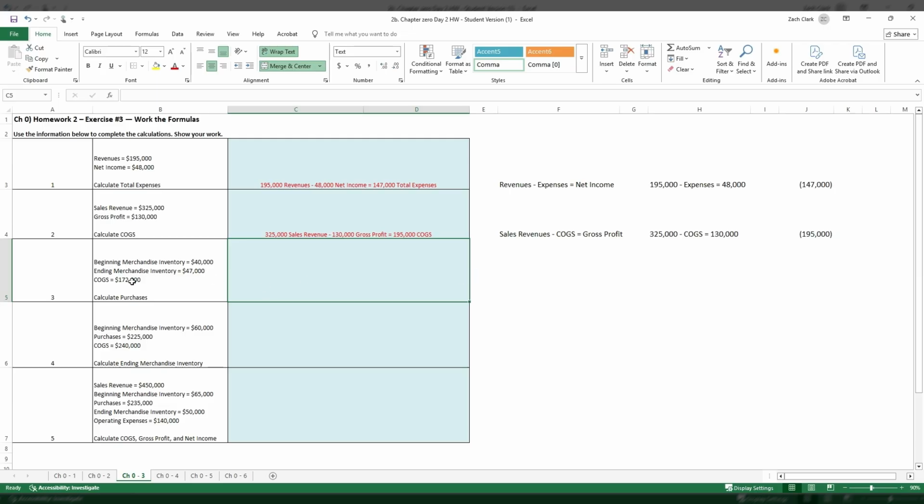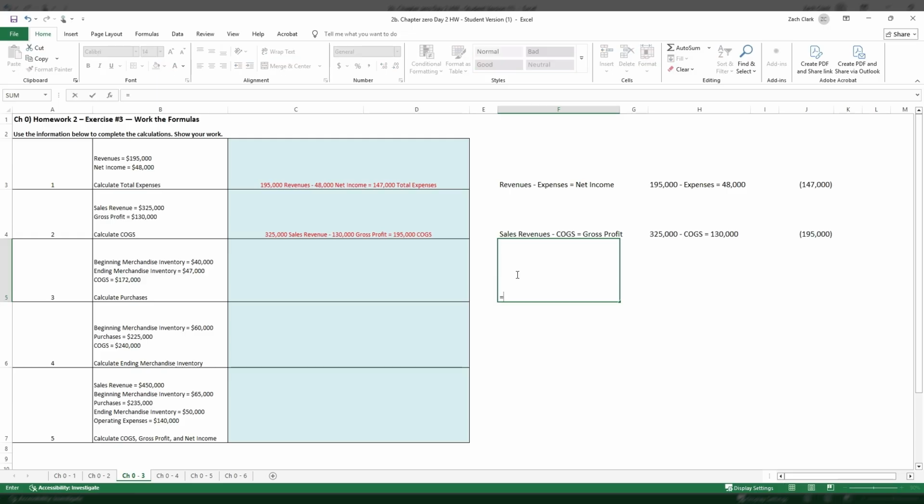Okay, so let's continue on here. Number 3, we have beginning merchandise inventory, ending merchandise inventory, cost of goods sold, and we're going to need to calculate purchases. I'm going to abbreviate a little bit because this is going to end up being a lot of words. So beginning inventory, remember that, plus purchases, minus ending inventory equals COGS.